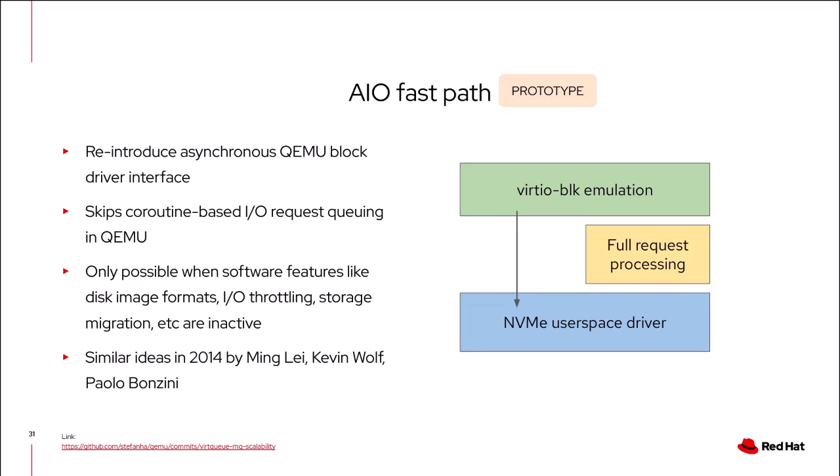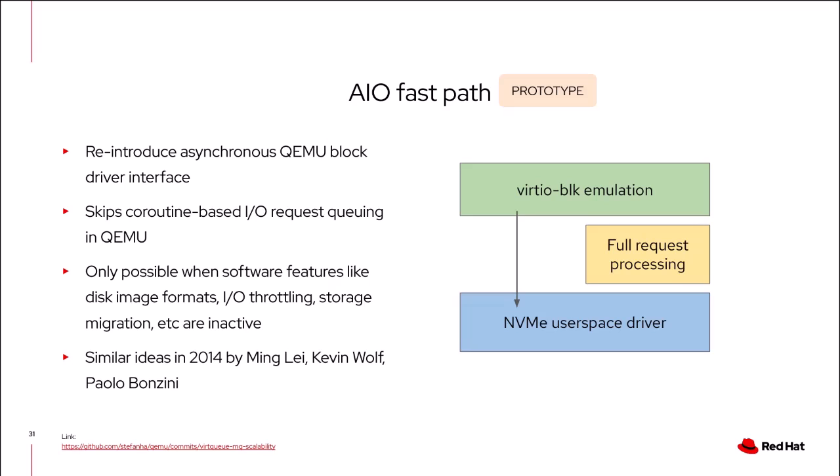But there was concern even back then that this overhead might become a problem. So there have been discussions in the past about whether we can optimize it away. When you are not using certain QEMU features like disk image formats, IO throttling or storage migration, you don't really need to do the full request processing. All that machinery, that infrastructure, is only needed to support those features. So wouldn't it be great if there was a way to bypass it when it's not needed?